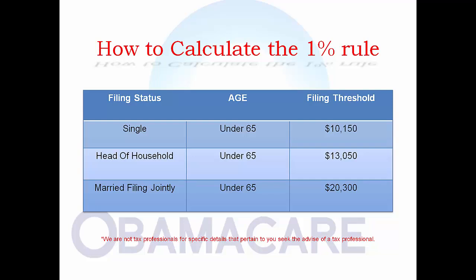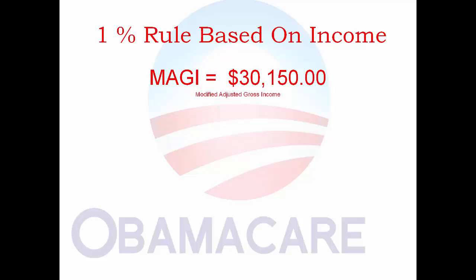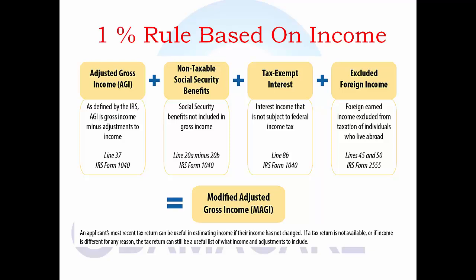Those are the benchmarks. So, how does this apply to the 1% rule? Well, first we have to understand that everything's based on income, in particular our MAGI, or our modified adjusted gross income. Before we get into the example, let's see what that is. Now, before your eyes glaze over, just take a quick look. It's just a bunch of extra stuff added to your adjusted gross income.